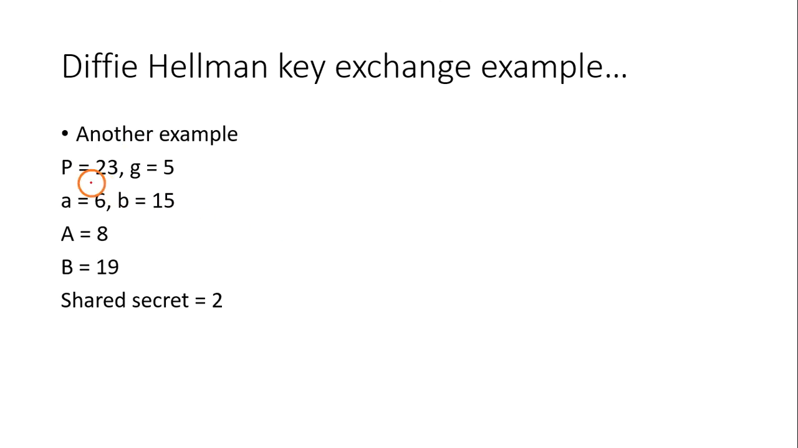This is another example. The P value is 23, G is 5, and the private key of Alice is 6. The private key of Bob is 15, the public key of Alice is 8, and the public key of Bob is 19. Using all these things, the shared secret value generated is 2.